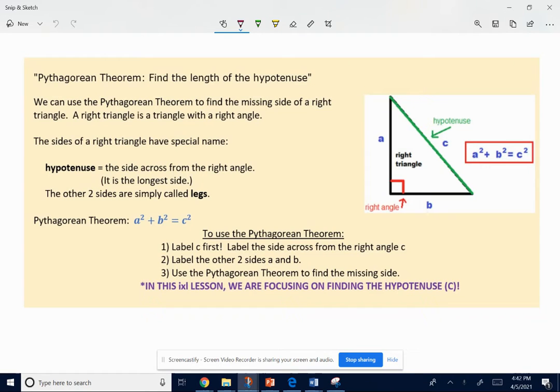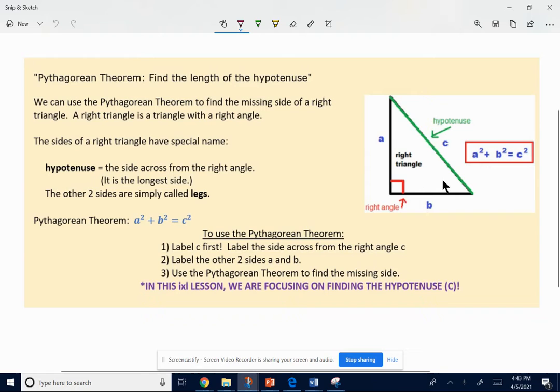Okay, this lesson is over finding the length of the hypotenuse of a right triangle using the Pythagorean theorem. The Pythagorean theorem helps us find the missing side of a right triangle. A right triangle is a special kind of triangle that has a right angle in it.